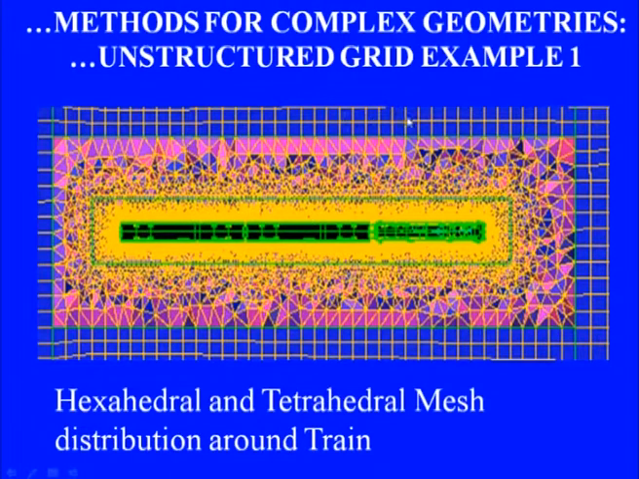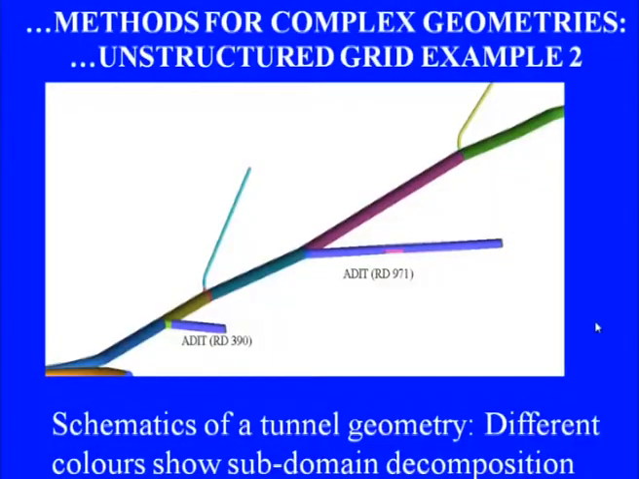So, that is why close to the boundaries in those subdomains we have got hexahedral grids, tetrahedral grids and wedge elements, and in the subdomains which are far away from the solid boundaries we have used hexahedral grid. Let us have a look at one more example.